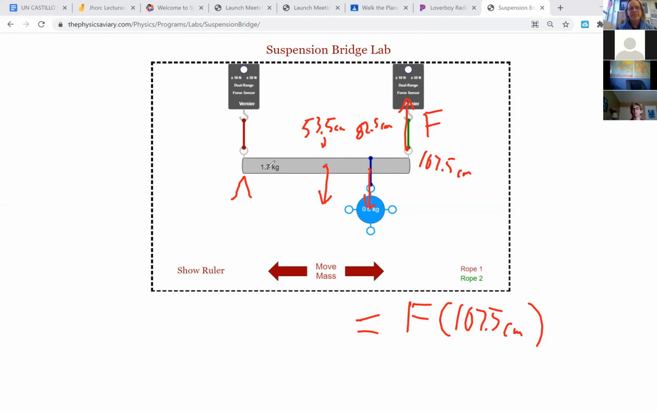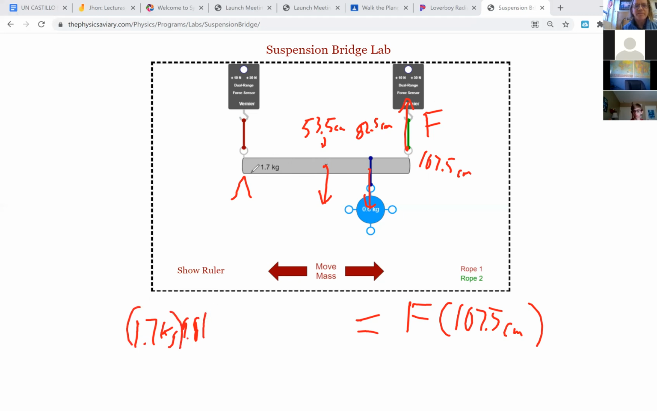But this is in kilograms, so I have to change that to a force because I actually have to solve for the tension in force units, not kilograms. Okay, let me do my bar first. So I have 1.7 kilograms, so I have to change that to force. So 1.7 kilograms times 9.81. I want to be as spot on as I can be.